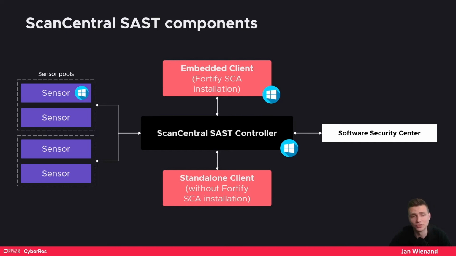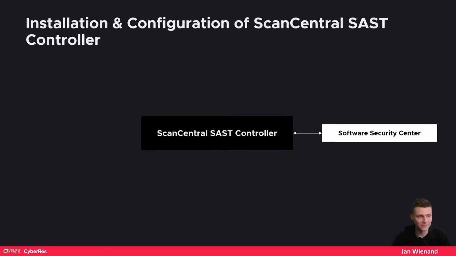But I also want to demonstrate the standalone client. For that, I decided to use just a standard Ubuntu machine, just to show you how the standalone client works. And last but not least, of course, we have our Software Security Center, and as I said, this is already up and running and we can start using it. And with that, I would say we can start with the installation and configuration of the ScanCentral SAST controller, because this is the first thing that we need to do.